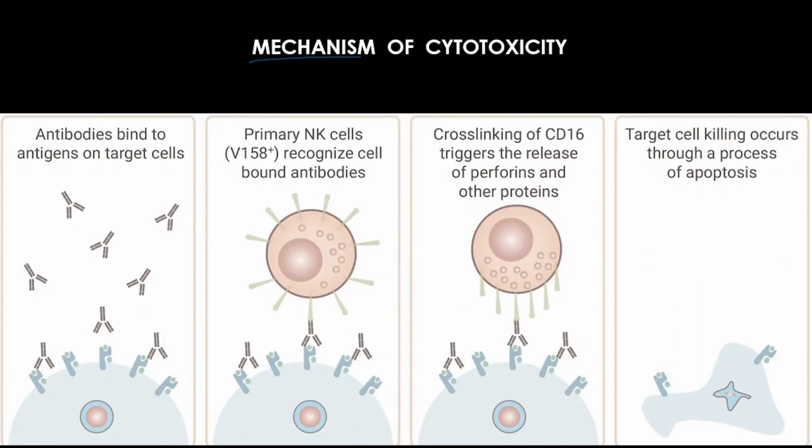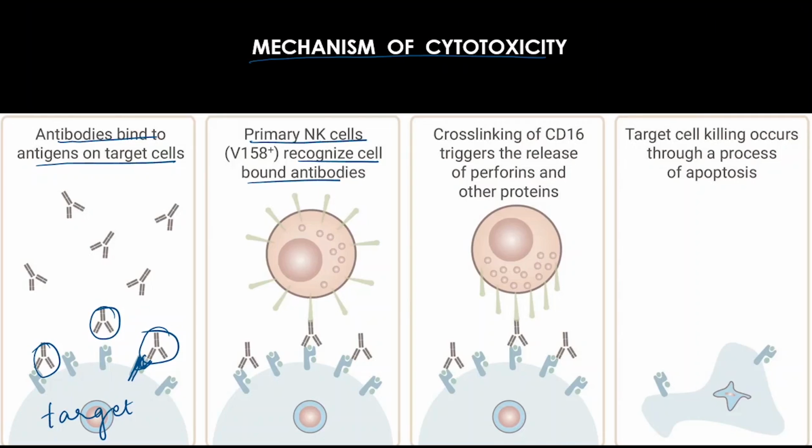So let us see the mechanism of cytotoxicity. The same thing is happening. Antibodies bind to the antigen on the target cell. This is the target cell, and these are the epitopes which the target cell is expressing. These are the antibodies binding. After that, the NK cell recognizes the cell bound antibodies. This is the receptor of the NK cell, and this is the Fc region of the antibody, and this has interacted with the NK cell.